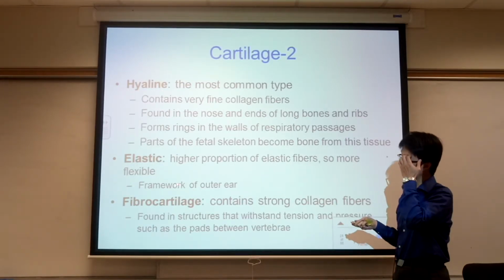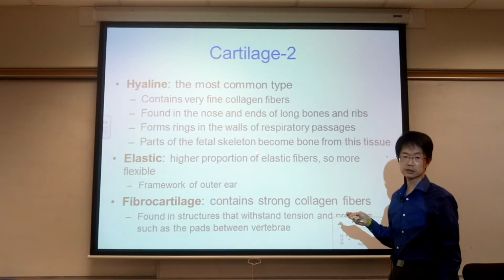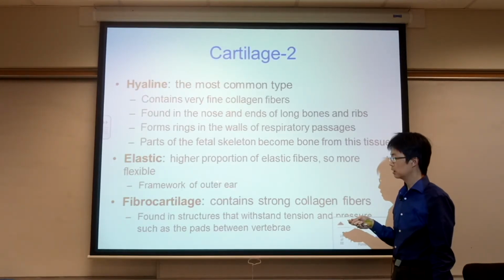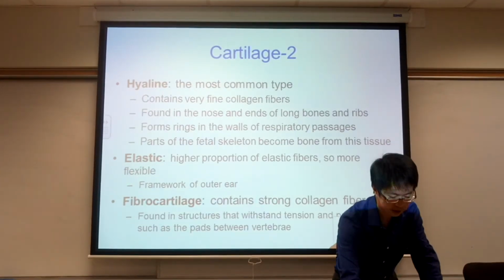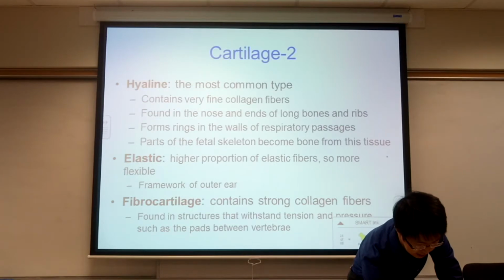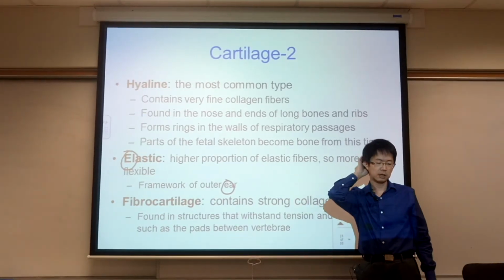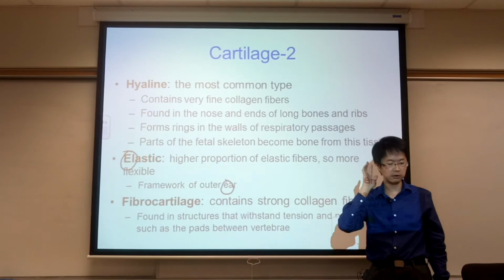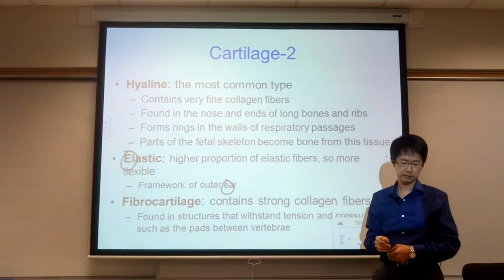So let's talk about elastic first. Elastic, as the name suggests, has a lot of elastic fiber, making it flexible and stretchable. It forms the ear, or we can call it the external ear. You can see that E goes with E. So this is how you memorize it. The elastic cartilage forms your external ear. Both are E. External ear goes with E.